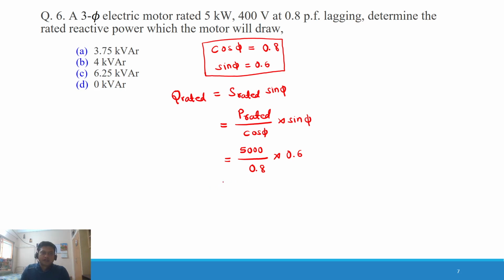So this comes out to be 30,000 divided by 8, which is 3750 VAR, approximately equal to 3.75 kVAR. So the correct option will be A. Now let us see the next question.